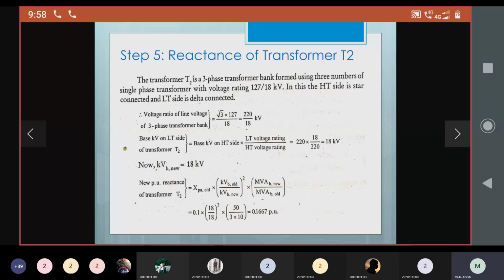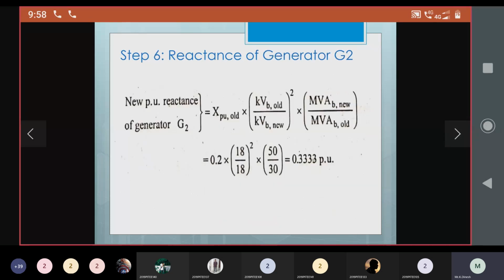So after T2, you have the generator G2. So X per unit old into kVb old by kVb new the whole square into MVAb new by MVAb old. So substitute all the values and you may get reactance for generator G2. So kVb old here is 18, new is also 18, MVAb new is 50 and MVAb old is 30. So 0.33 you may get. So only one parameter left is T3 as well as G3.